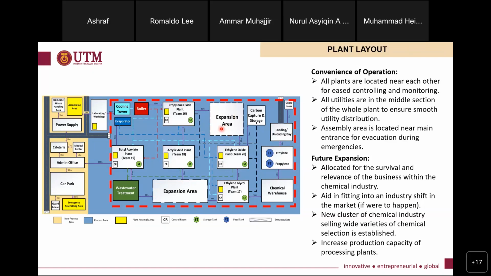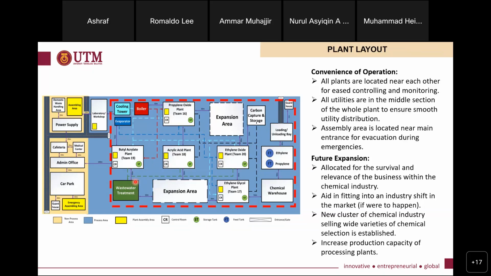In terms of utilities, the wastewater treatment is used to treat the wastewater produced by team 18, 19, and 20, and the treated water will be recycled back to team 17 for the production of ethylene glycol. So the wastewater treatment is located near team 19 as that plant produces the largest amount of wastewater.